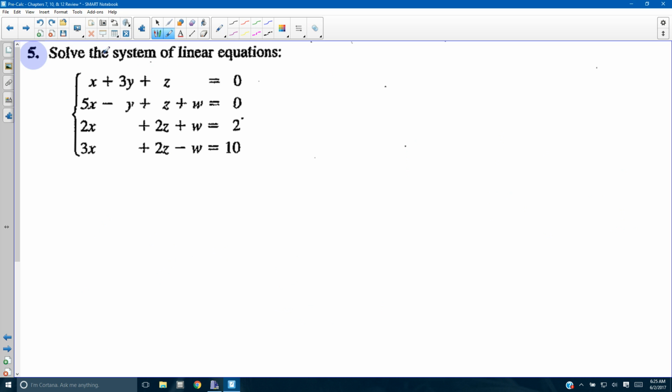Problem 5, solve a system of linear equations. Okay. With this particular problem, I've done substitution before. I'm just going to do elimination. If I do more than one, it's going to be a little hectic, and I don't want to work with fractions if I don't have to here.